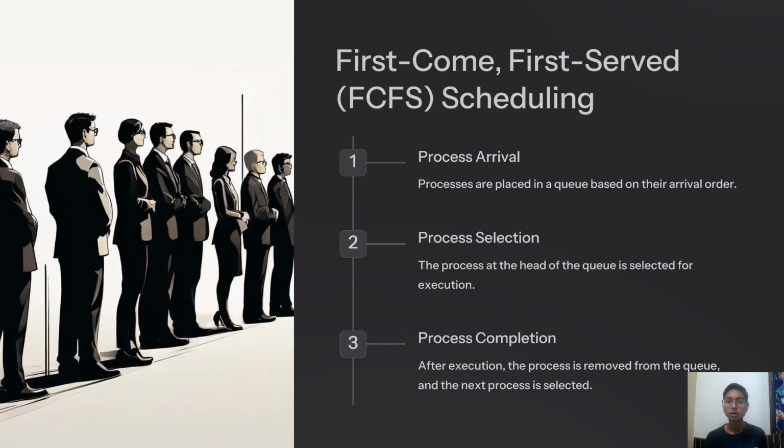Let's talk in detail about first come first served scheduling. Process arrival: processes are placed in a queue based on their arrival order. Process selection: the process at the head of the queue is selected for execution. After execution, the process is removed from the queue and the next process is selected.